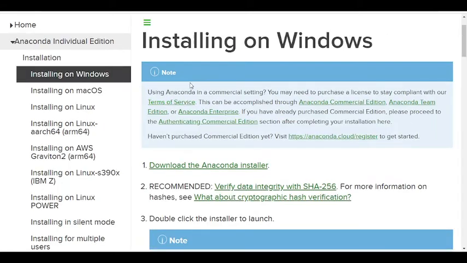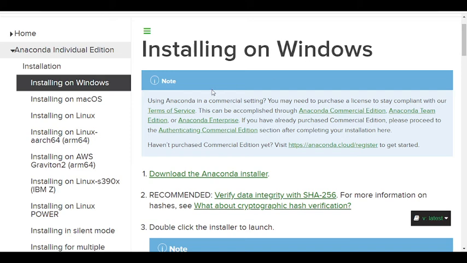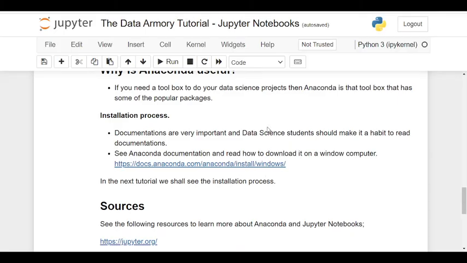Let it load. You'll get that installation process in this link. Installing it on Windows, you'll also have it. You also have the documentation on installing it on Mac OS and on Linux, depending on the computer that you have. So for the installation process, you'll check the documentation to see how to download it on a computer, and also how to use it on your computer. So in the next tutorial, we shall see the installation process of Anaconda.